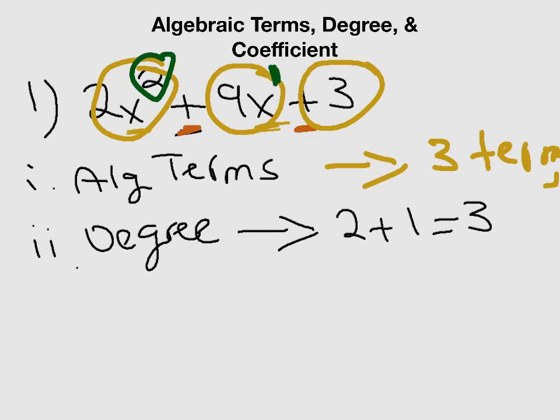If you're wondering why we did not add anything for the last term, which is this one, the reason is because there is no variable there, and therefore there is no exponent.